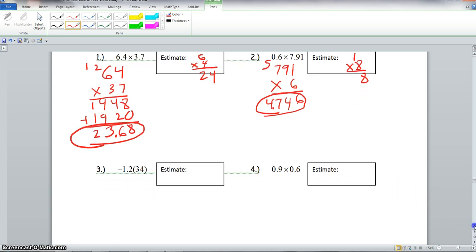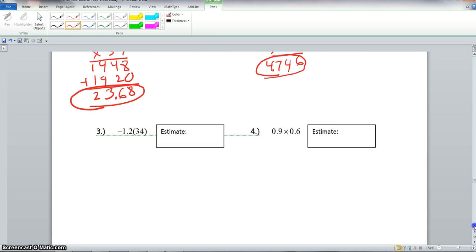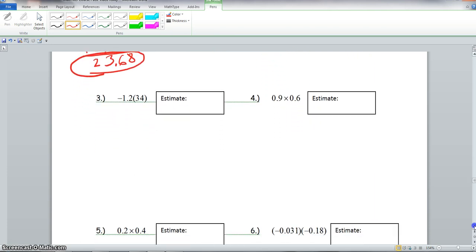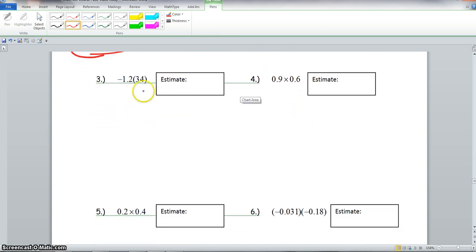Now we come down here to number 3. Even though we have a negative here, it's still solved the same way. Okay, so we're going to estimate this to the nearest whole number or the nearest integer. This would be -1. And then 34 would still just be 34. -1 times 34, we know is a -34. So now we multiply this.